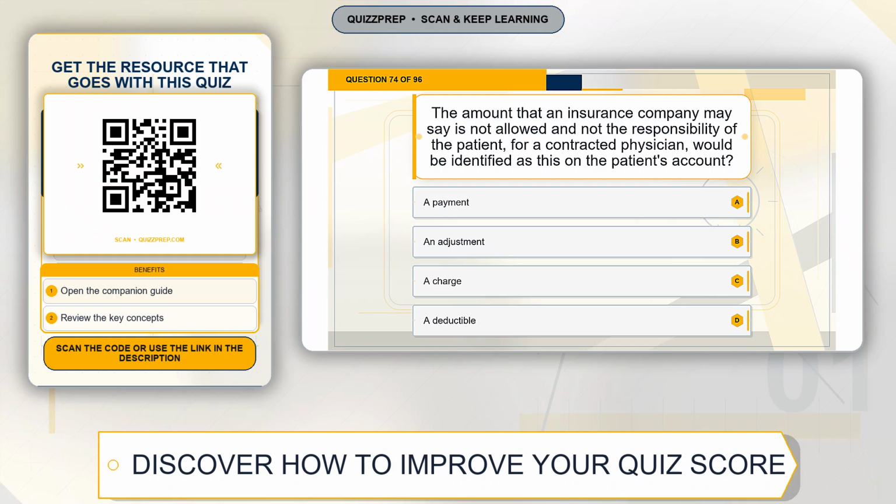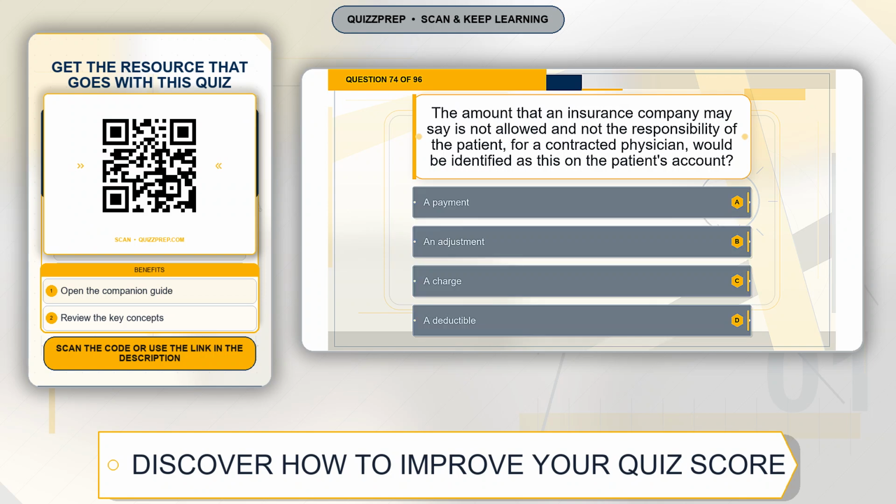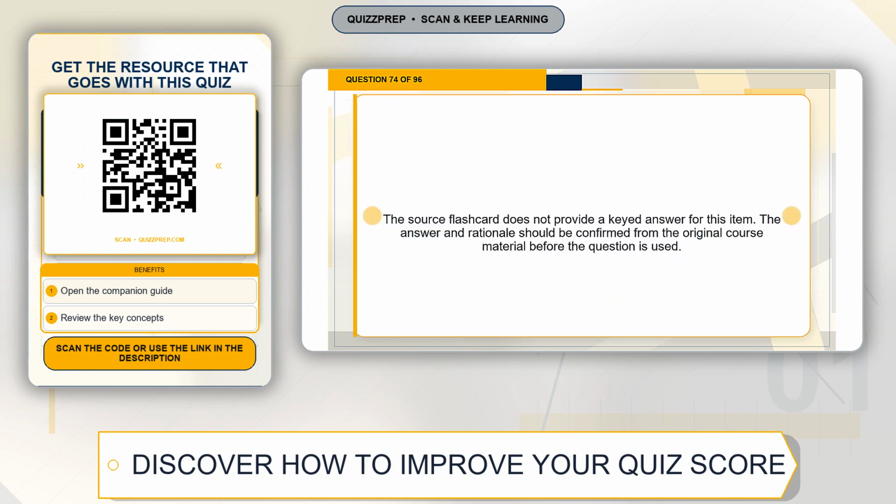Question 74. The amount that an insurance company may say is not allowed and not the responsibility of the patient, for a contracted physician, would be identified as this on the patient's account. Option A, a payment. Option B, an adjustment. Option C, a charge. Option D, a deductible. The correct answer is now shown. Explanation. The source flashcard does not provide a keyed answer for this item. The answer and rationale should be confirmed from the original course material before the question is used.